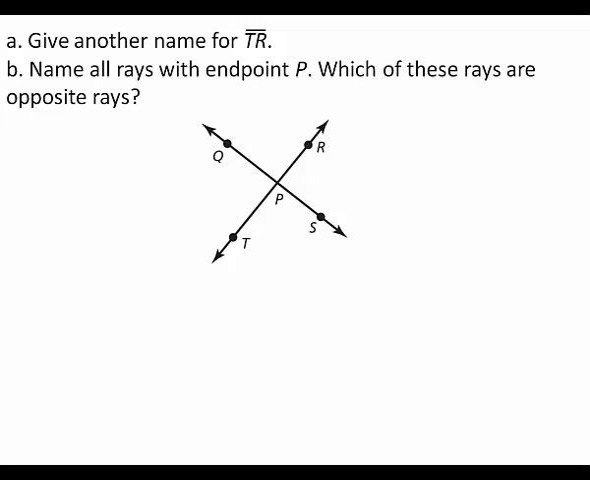Part A: give another name for segment TR. Part B: name all rays with endpoint P. Part C: which of these rays are opposite rays?